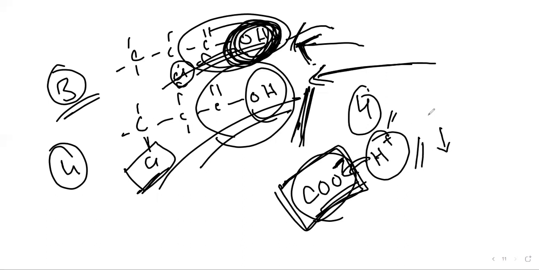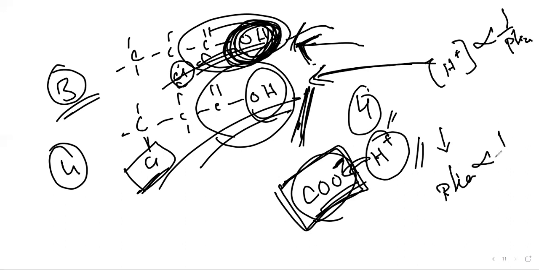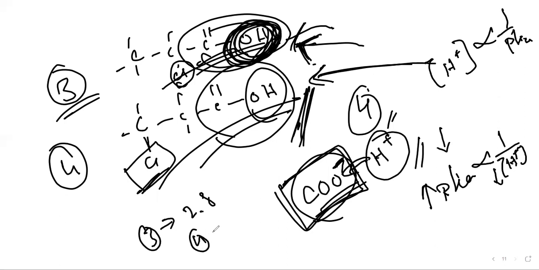And if the H plus value decreases, what happens? H plus is inversely proportional to pKa. We can write it: pKa is inversely proportional to H plus. That means if the H plus value decreases, the pKa value should increase. And see, number 3's pKa value is 2.8, and number 4's pKa value is 4. That means it makes sense. Number 3 is more acidic compared to number 4. So the pKa value over here is less.